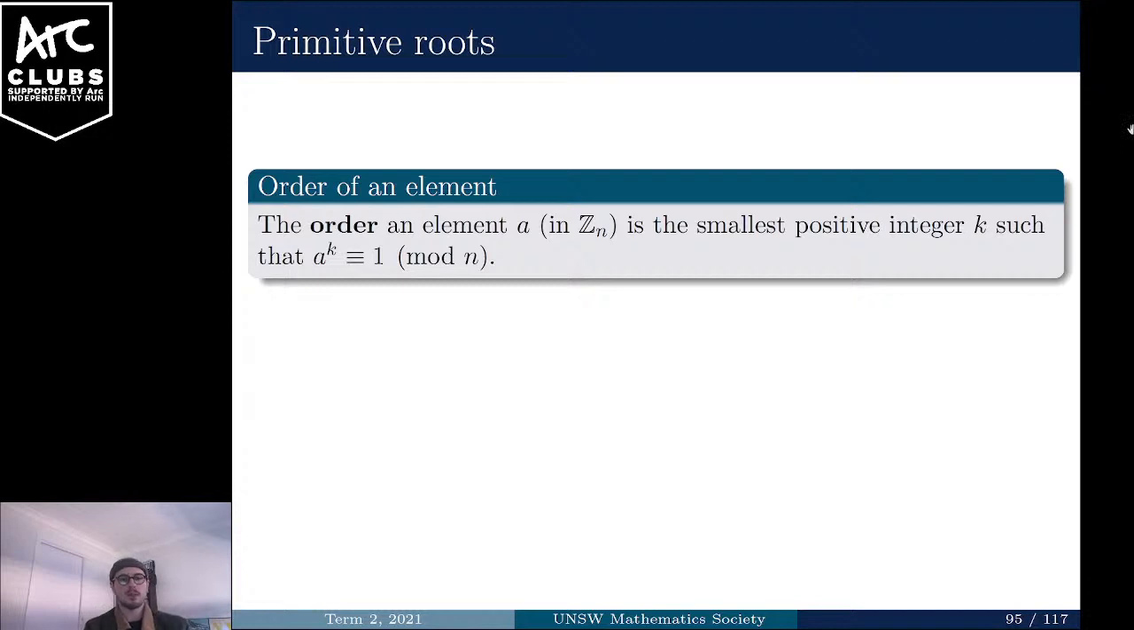Primitive roots. So the order of an element a in Zn is the smallest positive integer k such that a to the power k is congruent to 1 mod n. So the word order gets thrown around a lot, and you can use it for a lot of different things. You can talk about the order of the set, you can talk about the order of other things, but talk about the order of an element, and the order of the element is the smallest positive integer k such that a to the k is congruent to 1 in that set.